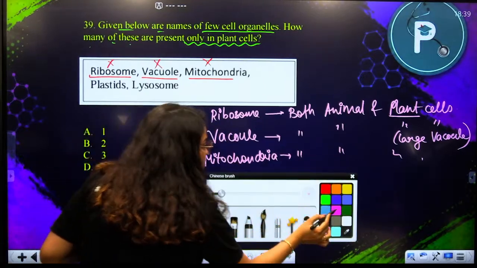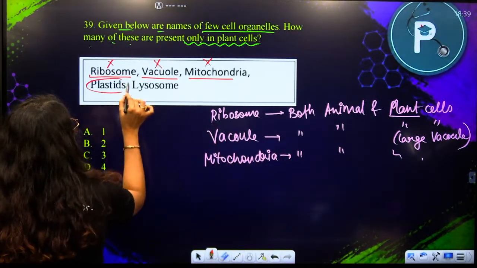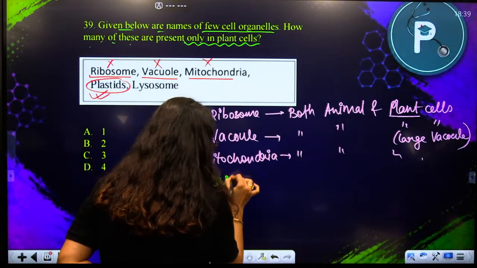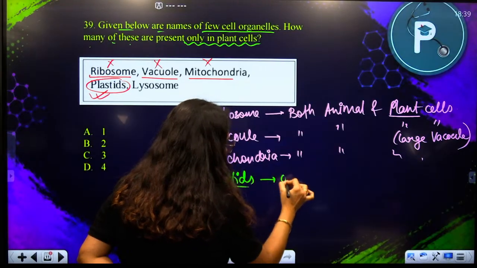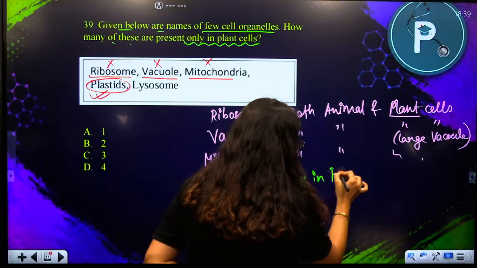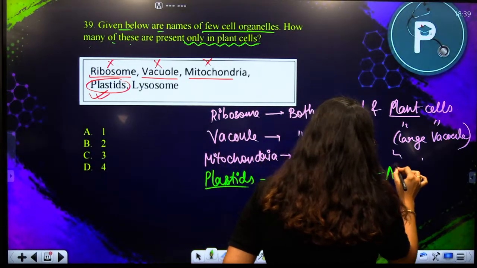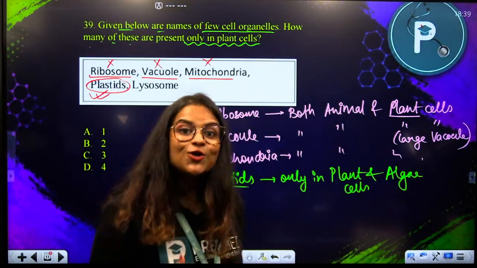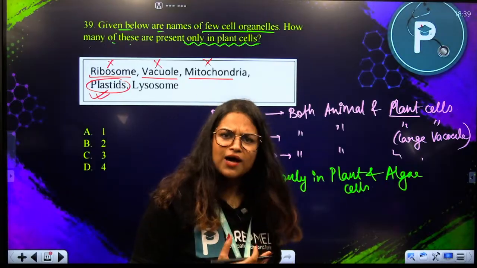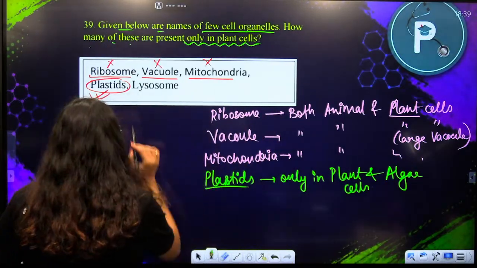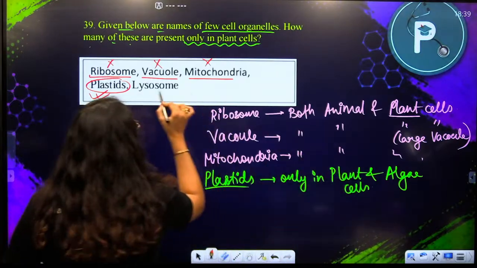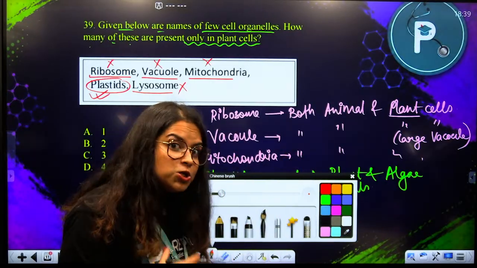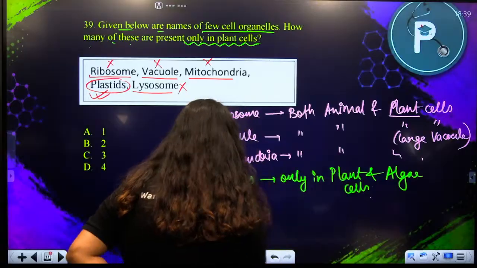Now followed by plastids. Yes, plastids are present only in plant cells. That is absolutely correct. They are present only in plants and algae. Plant cells and algae cells would have plastids such as leucoplast, chromoplast, chloroplast, etc. So this is correct, one of them. And let's see now lysosome. No, lysosome is not only present in plants but also in animals. Especially in animals, you would see lysosomes.